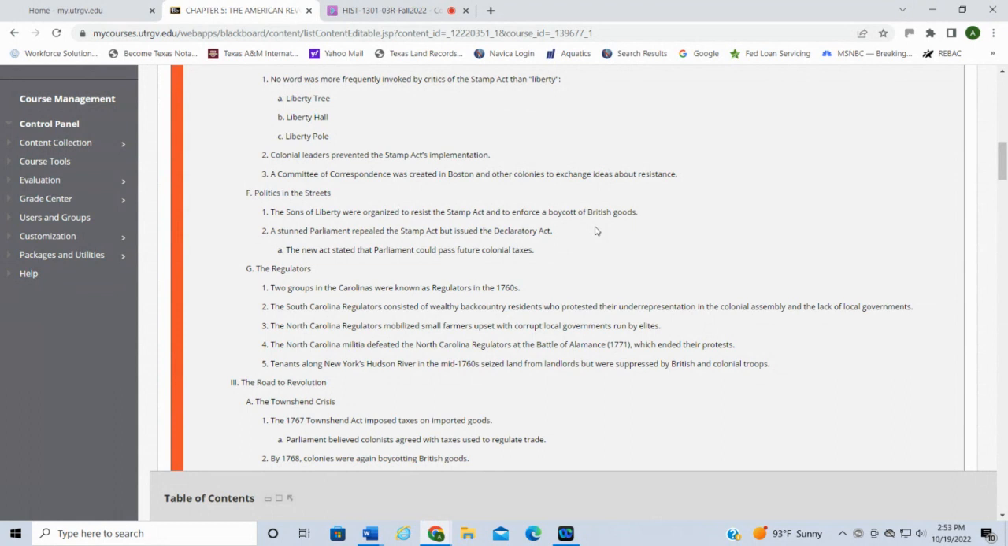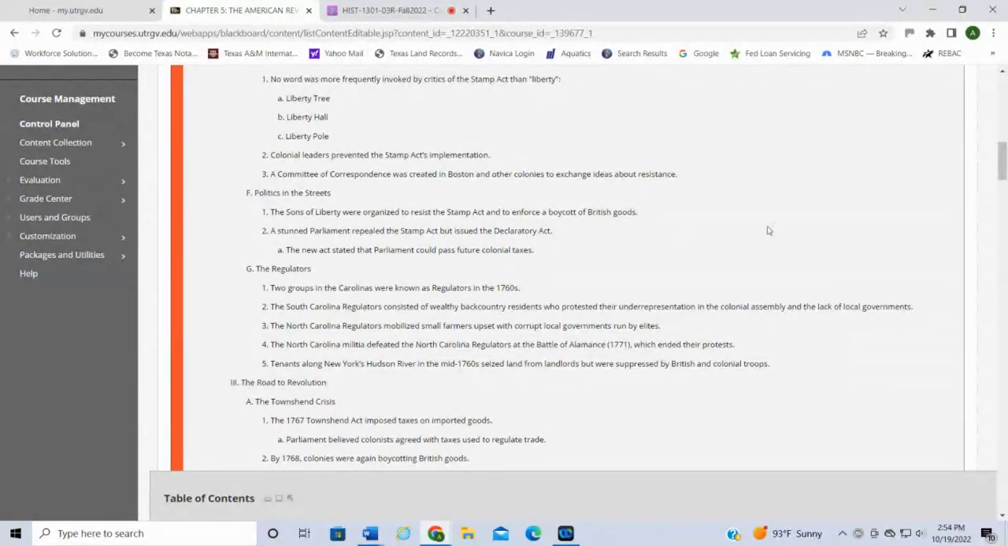So a stunned Parliament repealed the Stamp Act, but issued the Declaratory Act, which stated that Parliament could pass future colonial taxes. Basically, it said, okay colonists, we will repeal the Stamp Act. We get it, we understand your grievances with this. But it doesn't mean that we cannot impose further future taxes on you all. You didn't like this one, but we're going to try something else. That's basically what the Declaratory Act is declaring: Parliament's ability to enforce the laws that they pass.